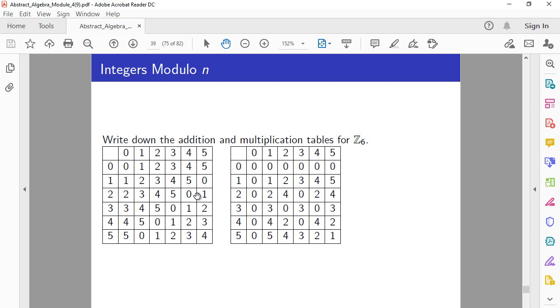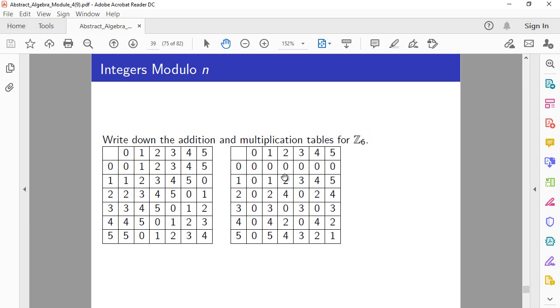This shows 2 plus 5. Notice that 2 plus 5 is 7, and 7 mod 6 is 1. Notice that 5 plus 5 is 10, and 10 modulo 6 is 4. So this is basically the addition table, which shows the sum of any pair of the elements of Z6.